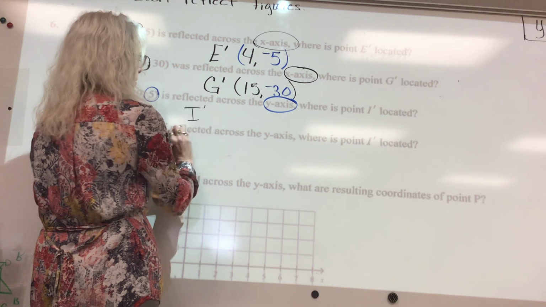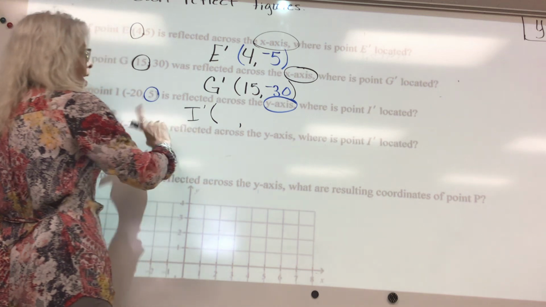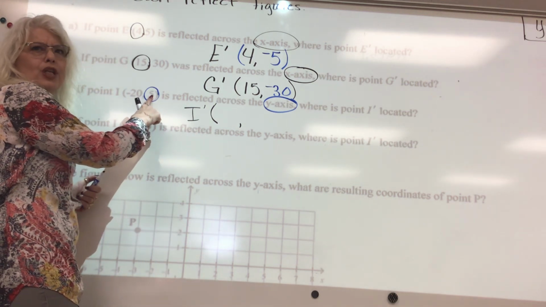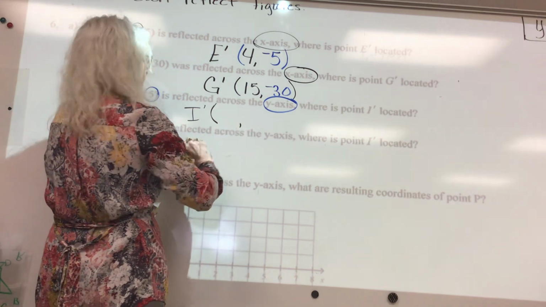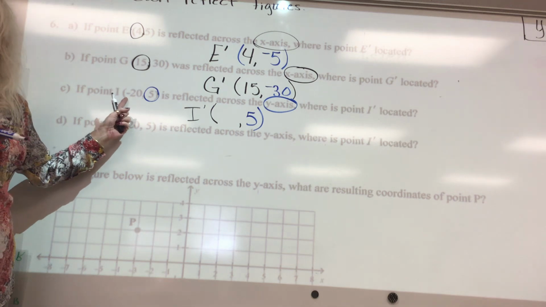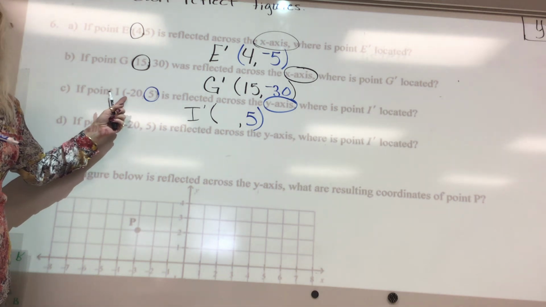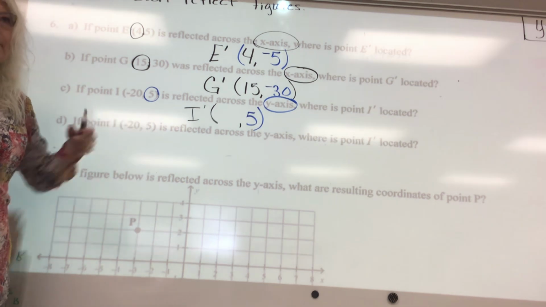I prime is going to be located, so I need the y. The y, does that stay the same or change to the opposite? What did you say? Stays the same? And then what happens to the x? To its opposite. Eli, pay attention. What's the opposite of negative 20?